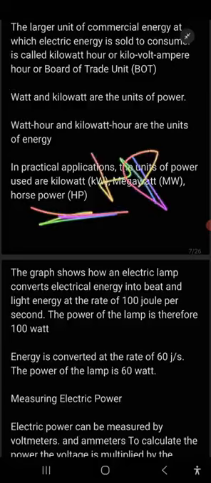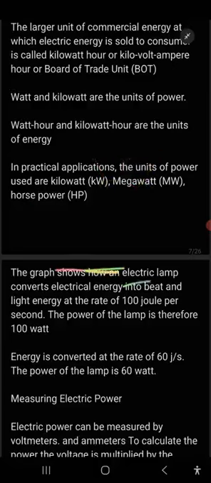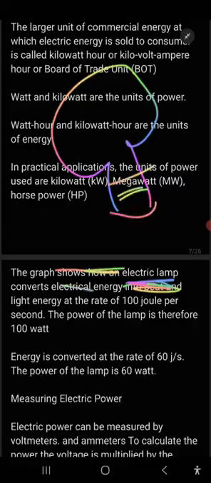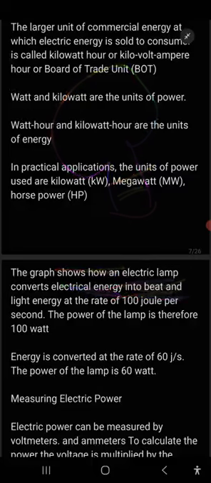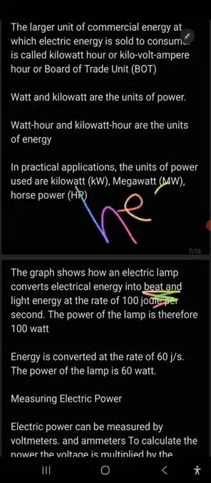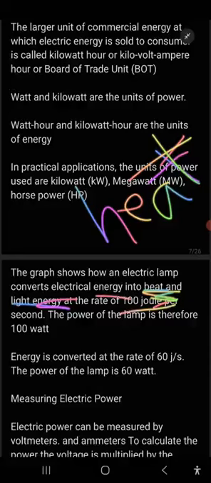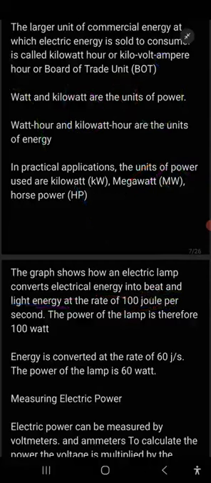The graph shows how an electric lamp converts electrical energy into heat and light energy at a rate of 100 joules per second.